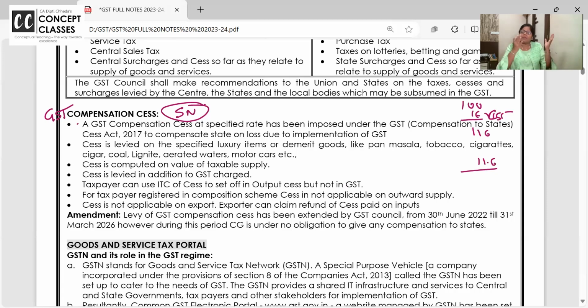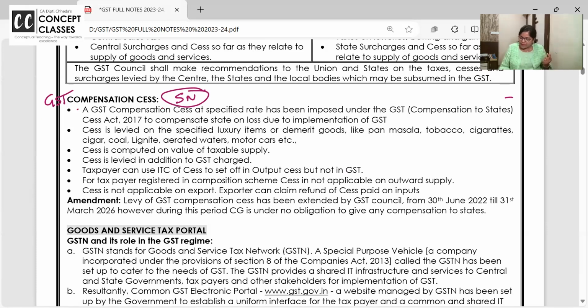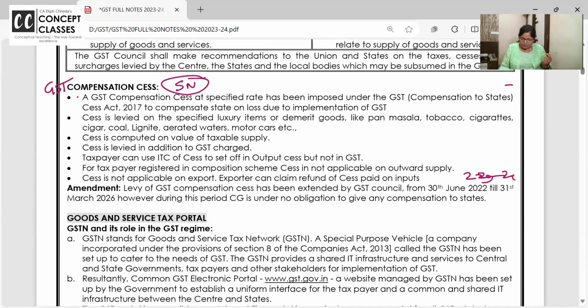So they want some compensation to make a bridge. That's why when GST compensation cess started, they said, okay, we will put it for some years till we compensate this pit that we are shifting from the old tax regime to this. But still now, this financial year 23-24, this is the amendment. They said levy of GST compensation cess has been extended till March 26. However, the central government is under no obligation to give any compensation to the state.